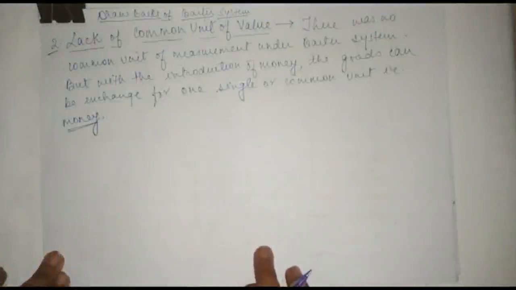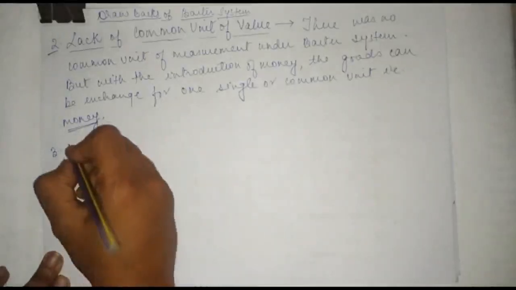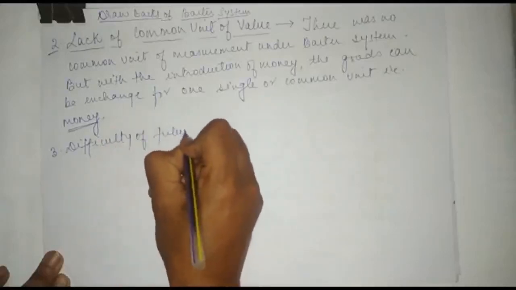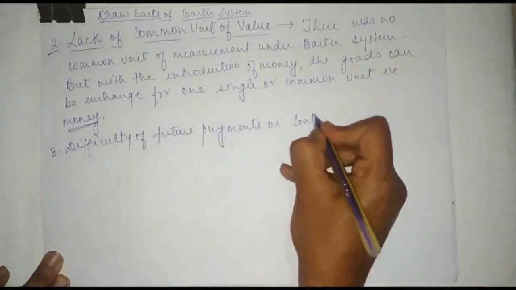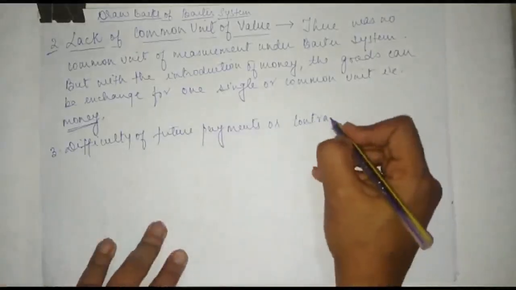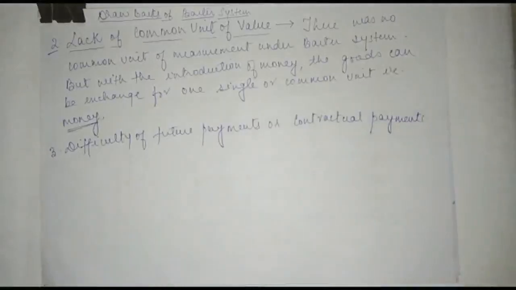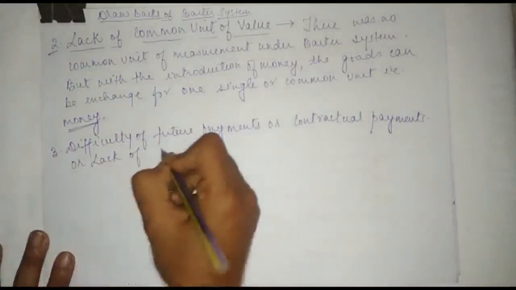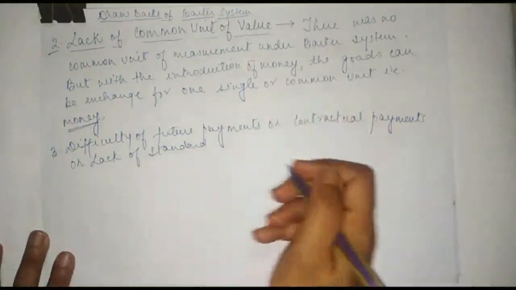The third problem, or the third drawback of the barter system, was difficulty of future payments or contractual payments, or we can say lack of standard for deferred payments.